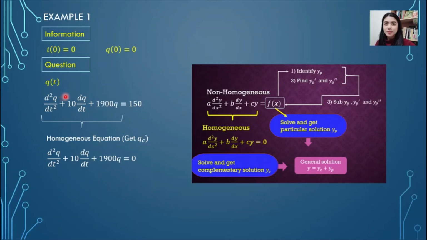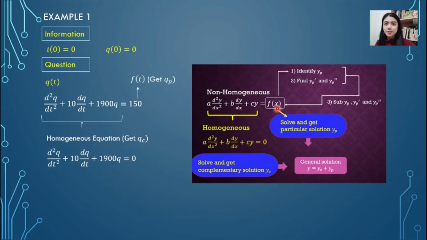So instead of getting the solution yc, you're going to get the solution qc. And then the next thing that you have to do is identify your function f(x). In our case, we do not have the variable x here, but we have the variable t. So the variable x is taken over by the variable t. So instead of finding f(x), you're going to find f(t).